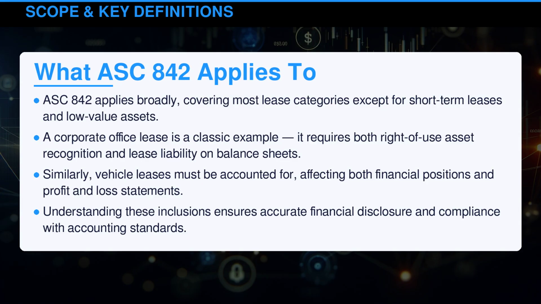ASC 842 applies broadly, covering most lease categories except for short-term leases and low-value assets. A corporate office lease is a classic example. It requires both right-of-use asset recognition and lease liability on balance sheets. Similarly, vehicle leases must be accounted for, affecting both financial positions and profit and loss statements. Understanding these inclusions ensures accurate financial disclosure and compliance with accounting standards.